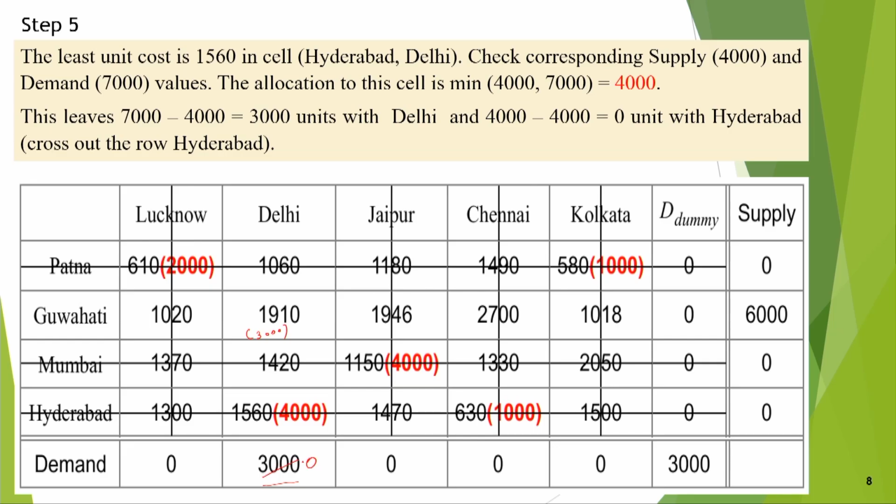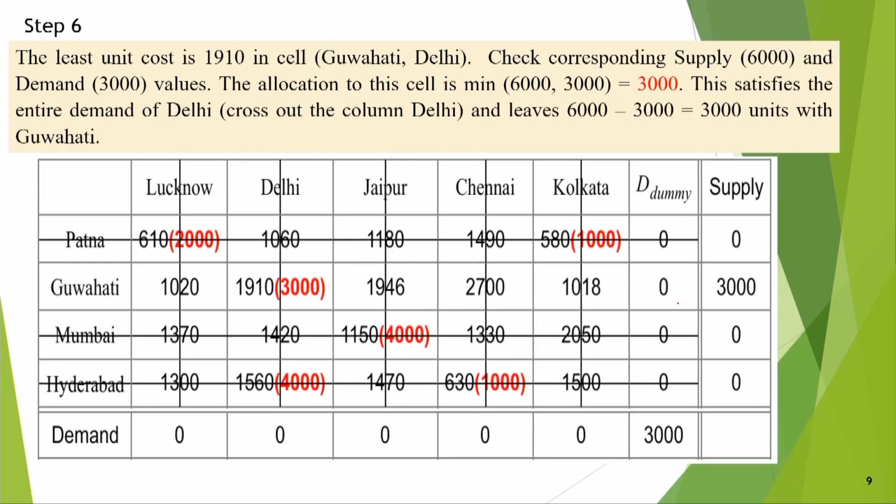But still Guwahati can supply 6000. So where will the remaining 3000 be adjusted? That is in the dummy, you just give 3000 to dummy. That means Guwahati is not able to supply 3000 units, one lot it supplies to Delhi. So this becomes basically the least cost type of thing.